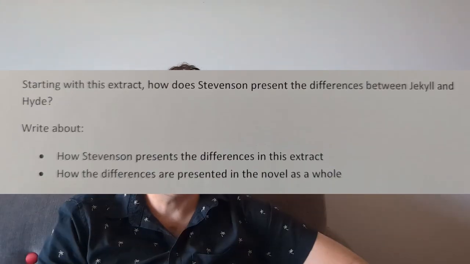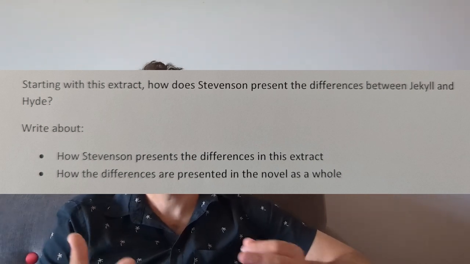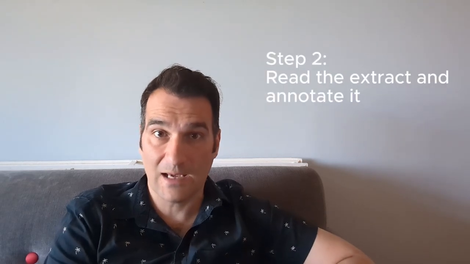Now, ideally, we're looking to get 2 different points on whatever theme or character they've given us. In this case, it says the differences between Jekyll and Hyde, so we're going to try and come up with a point on Jekyll and a point on Hyde. And then eventually, once we've talked about it in the extract, we're going to try and relate it to things that happen in the rest of the novel. So step 1, we've looked at the question. Step 2 is to read and annotate the extract.